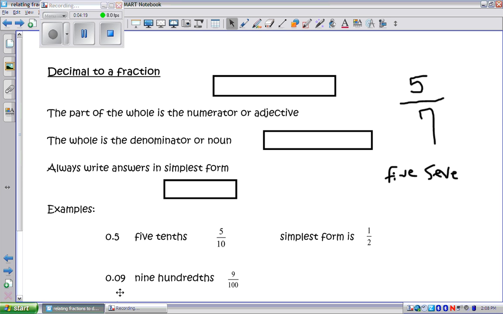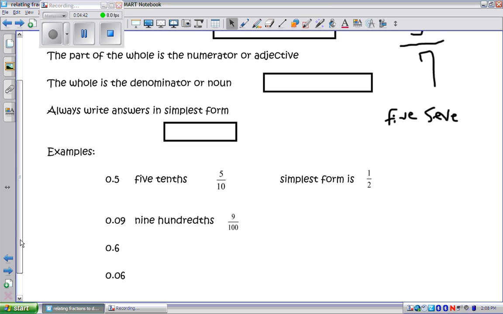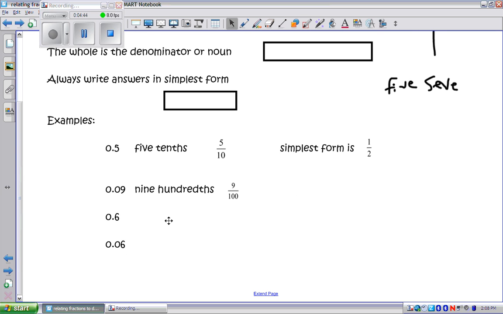Another example, if we look at this, 0.09. If we say that correctly, we say that as 9 hundredths. It's 2 numbers past the decimal. Start in our tenths, go to our hundredths. So we write it as 9 hundredths, and you can write it as 9 over 100. The adjective is the 9. The noun is the 100, the denominator. On your paper, see if you can fill out what 0.6 and 0.06 is.